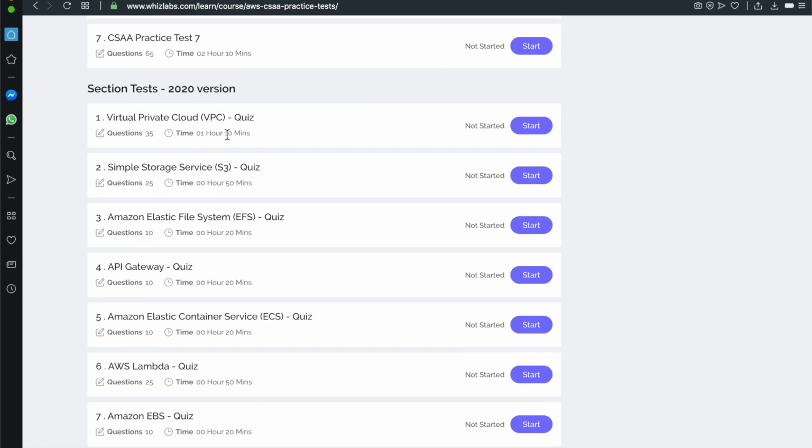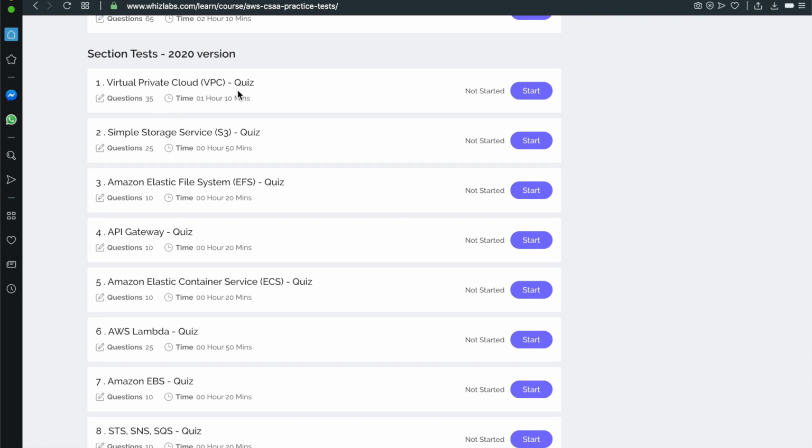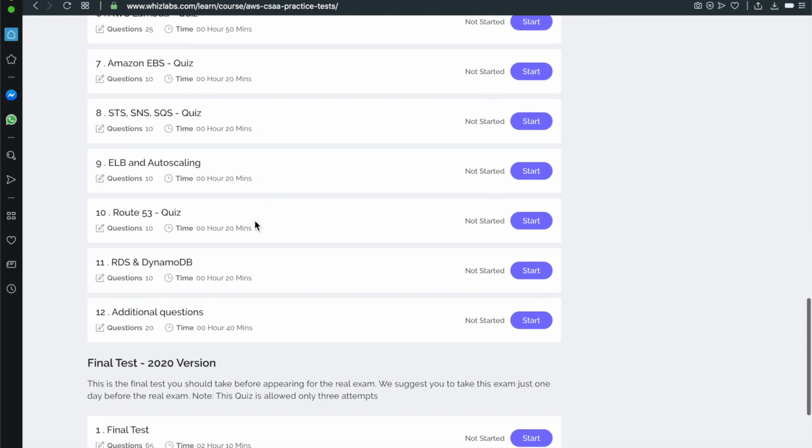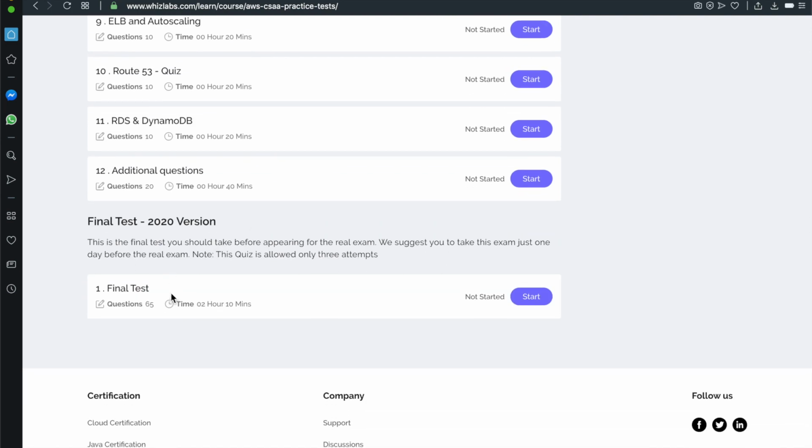And then for the selected version, this is for every single topic, it's grouped by topic. For example, this one is VPC, this one is S3. It has a slightly smaller number of questions, 35, 10, 10, to help you hone your skills in that particular AWS topic. And then there's a final test.